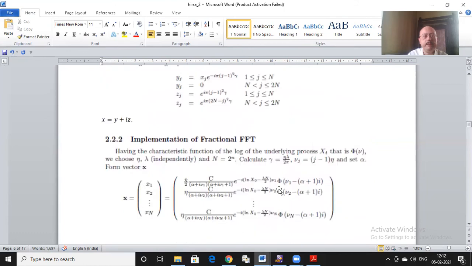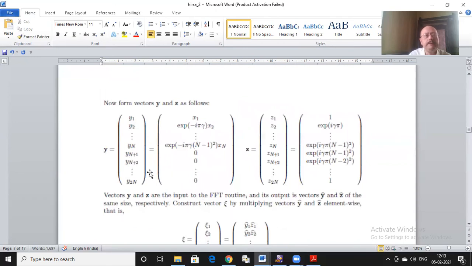And for the final implementation, I choose n equal to 2 to the power n. I choose eta and lambda independently. This independently is the important term here. We calculate gamma equal to eta lambda by 2 pi. Eta and lambda I have chosen independently, but then I have to tie them up through gamma. Nu_j as before. Alpha has to be selected. Now form this vector, let us call this x, with summations of this form. Same logic, nu_1, nu_2, up to nu_n.